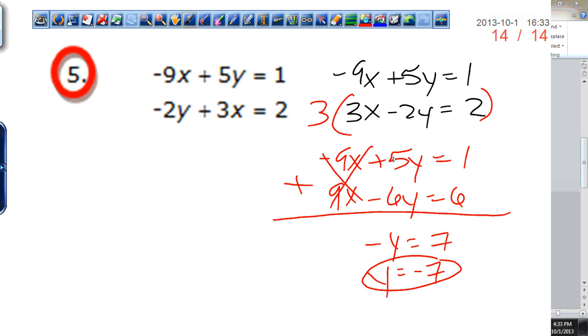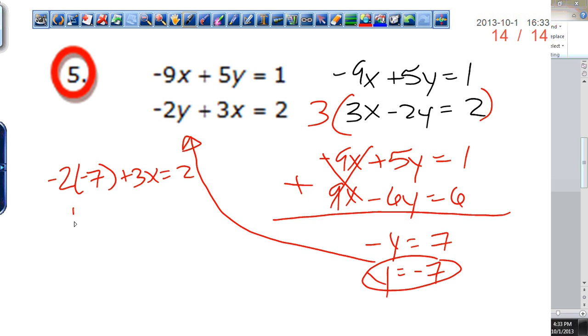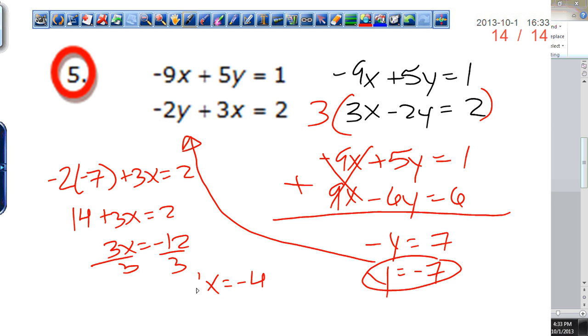Take this, plug it back in. You can do the top or the bottom. I'll go bottom just to be different this time. So negative 2 times negative 7 plus 3x equals 2. Negative 2 times negative 7 is 14, plus 3x equals 2. Subtract 14. 3x equals negative 12. Last step. X is negative 4. So my ordered pair is negative 4, comma, negative 7.